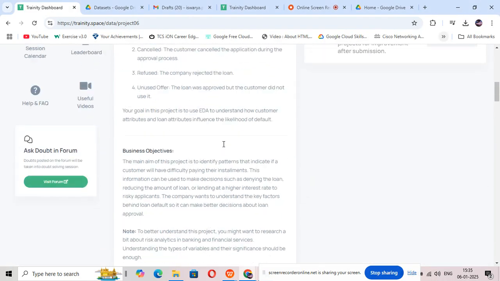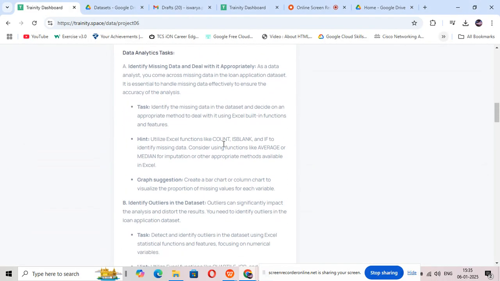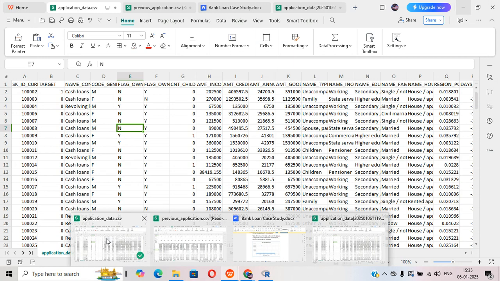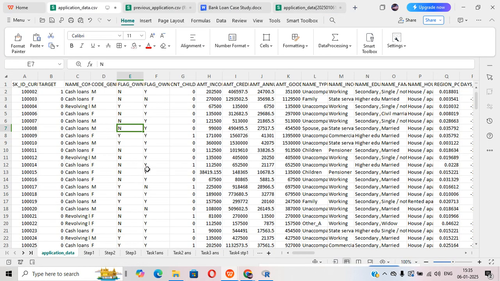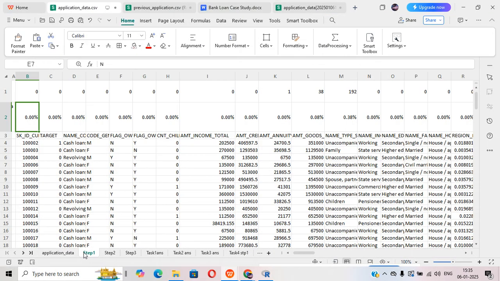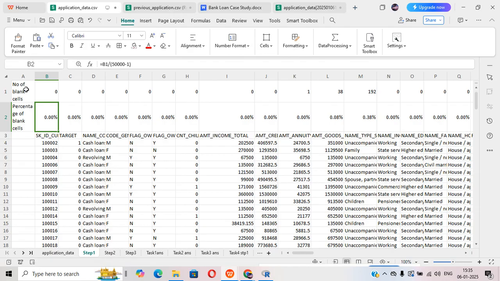Moving to the task. The first task is identifying the missing data and dealing with it appropriately. They told us to use count blank and some other functions to calculate them. This is the data set. The first step I have done is calculate the number of blank cells and the percentage of blank cells for all the rows.